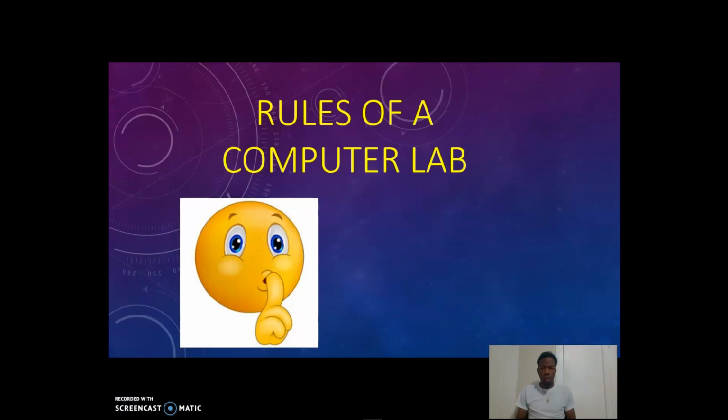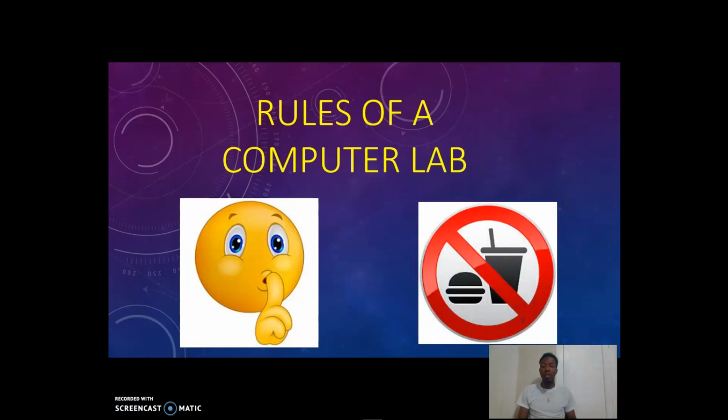So for today's episode, we'll be looking at the rules of a computer lab. As you know, a computer lab is an important as well as delicate environment, so there must be some rules and guidelines that govern such a place. As we know, computers help to make our lives easier on a daily basis, so we must take very good care of them. Alright? So we'll go through a set of rules that govern just about any computer lab that you would visit on a daily basis. Alright.